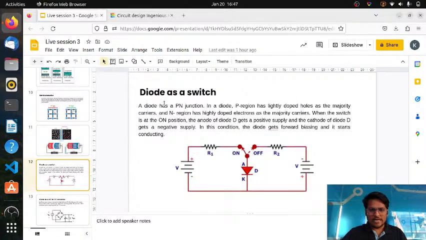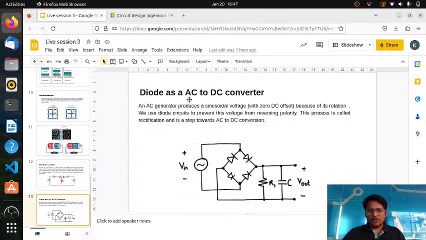The diode has a PN junction. In a diode, P region has lightly doped holes. As the majority carriers in P-type material, holes are the majority carrier. In N-type materials, electrons are the majority carriers. And diode can also be used to convert AC into DC, which is called rectification. So diode can be used as a rectifier also.